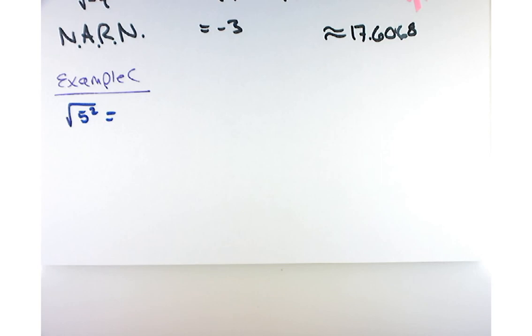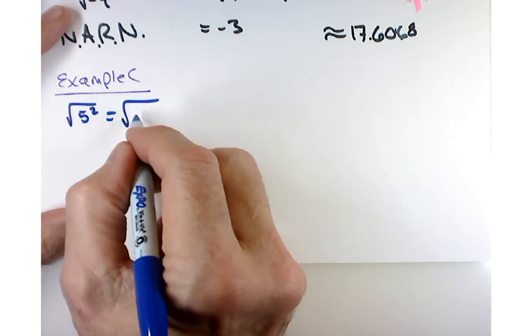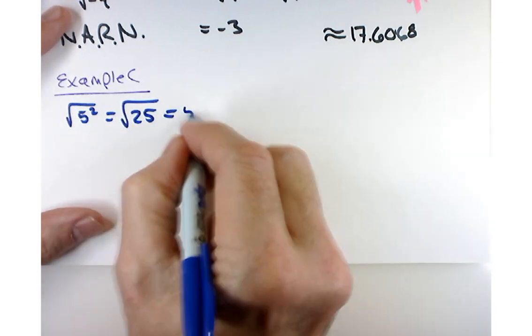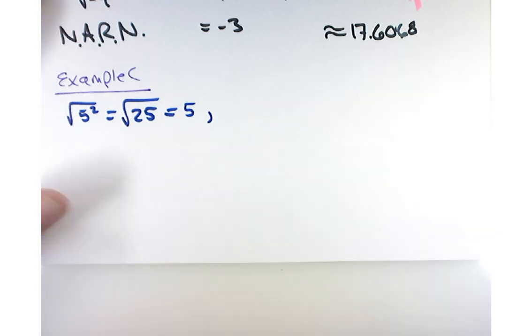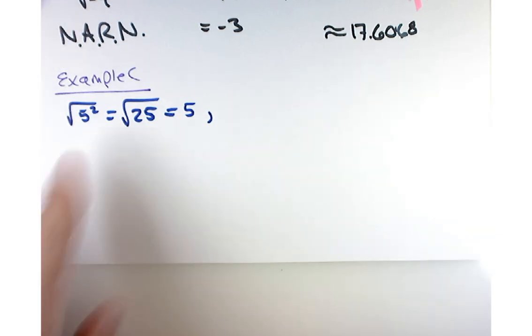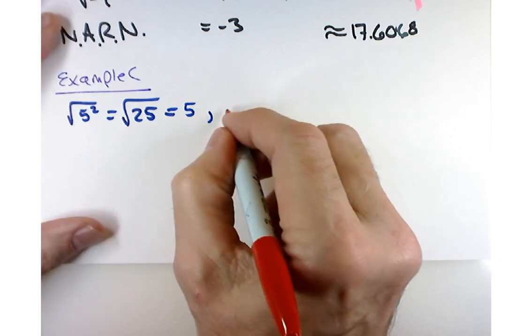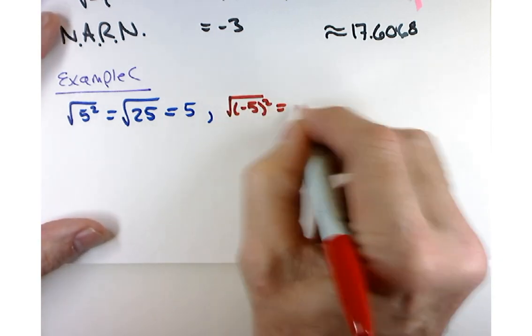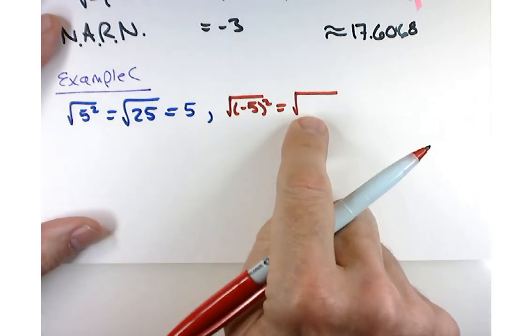Suppose I have the square root of 5 squared. Well, what's 5 squared? 25. And then the square root is 5. I'm going to play that same game again, except instead of starting out with a positive 5, I'm going to start out with a negative 5. Let's see if that makes a difference.